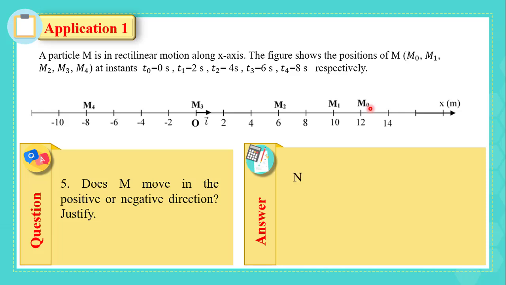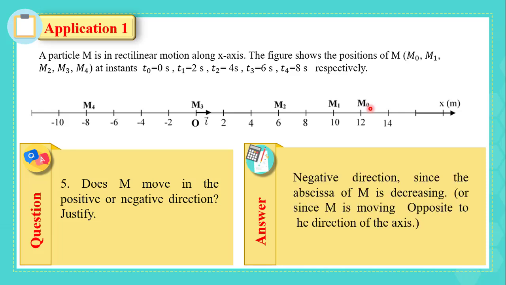M is actually moving in the negative direction. From the figure, you can notice that M is moving in a direction opposite to the positive chosen direction of the x-axis. In other words, you can say that the abscissa of M is decreasing with time. Then note here, if the abscissa is decreasing, this indicates that the particle is moving in the negative direction.